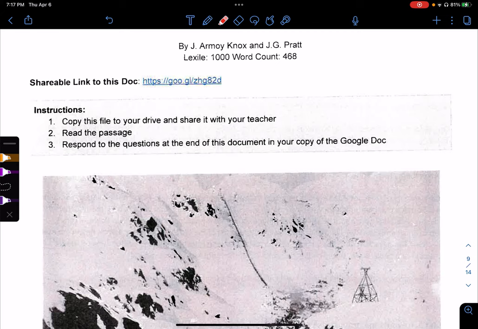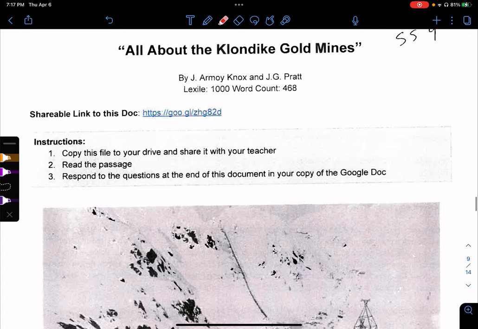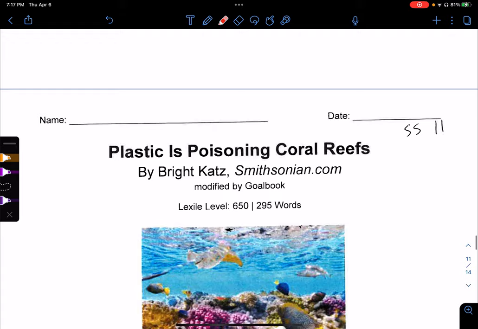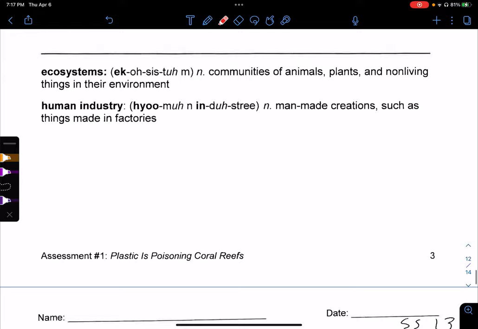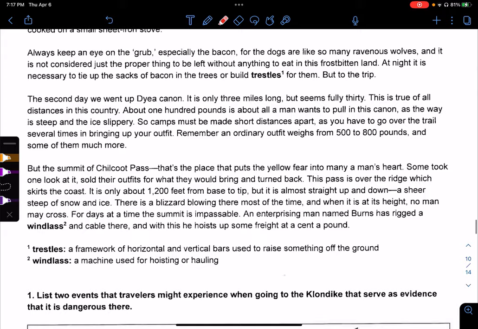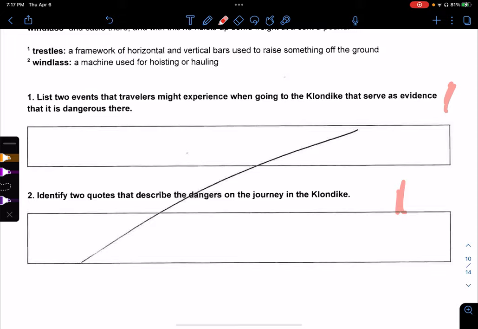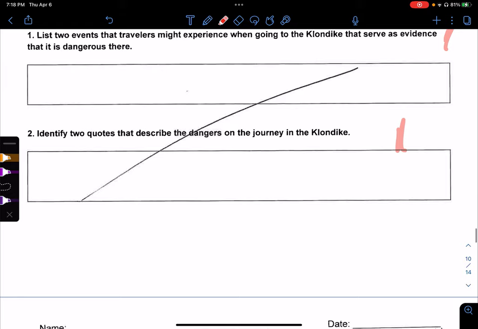So this is called All About the Klondike Gold Mines. I might read this with you. I won't read this one, Plastic is Poisoning Coral Reef. And then there's another one, False Stories Travel Faster Than the Truth. You are gonna have questions on these three texts. I'll read this one with you, and then you'll have some short answers. I think this one pops up in the video, in the question. I think both of those. I'm not sure. I think both of those pop up. For this one, same thing. Okay. So let's do this one together and then we'll call it a day.